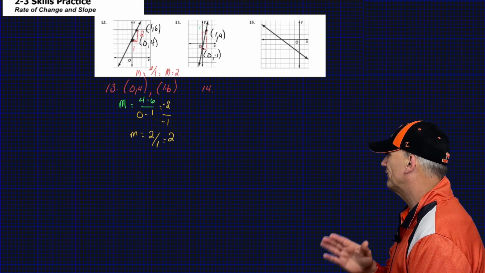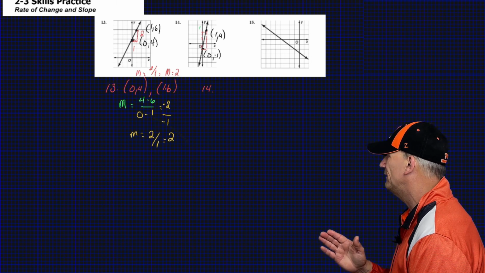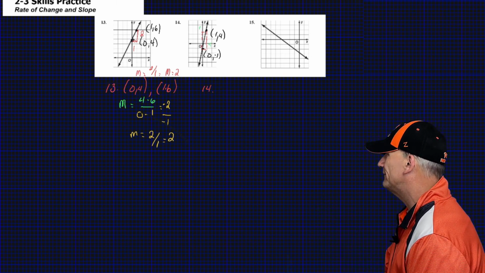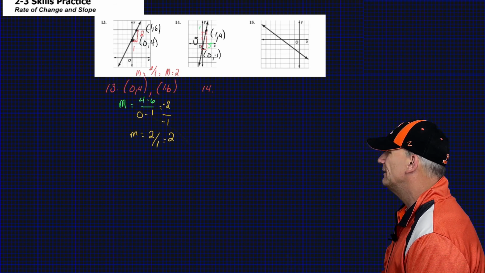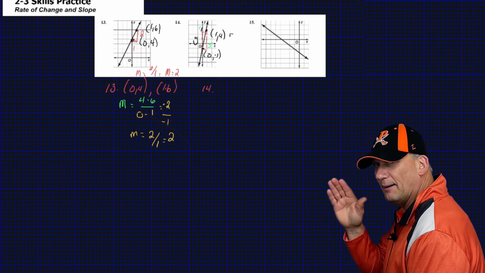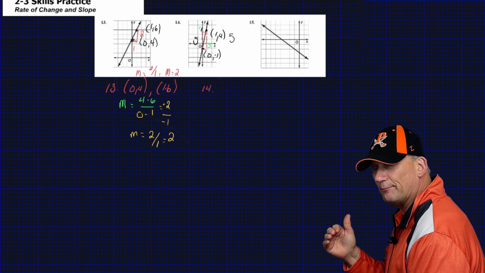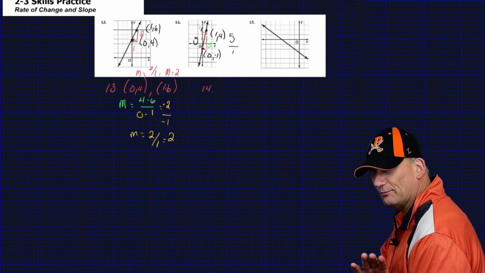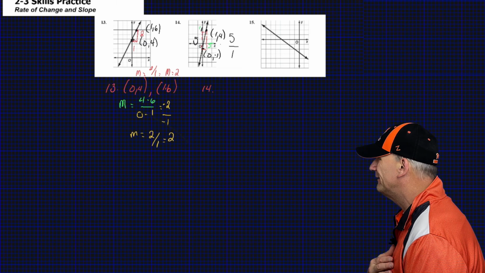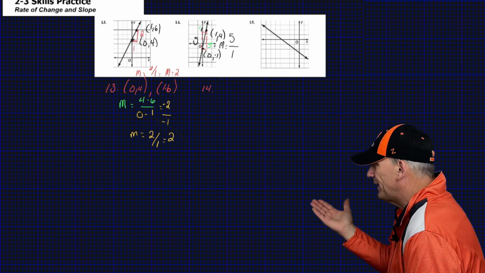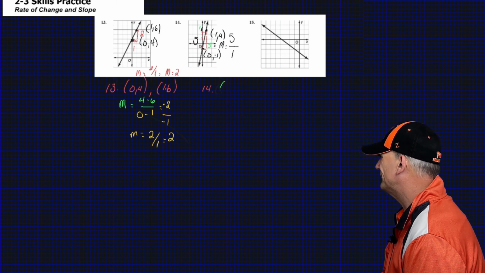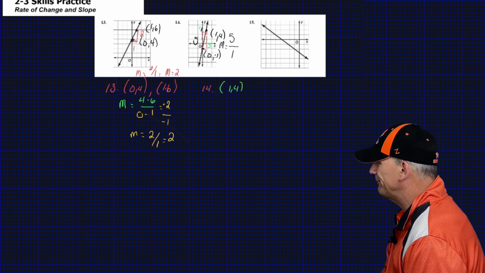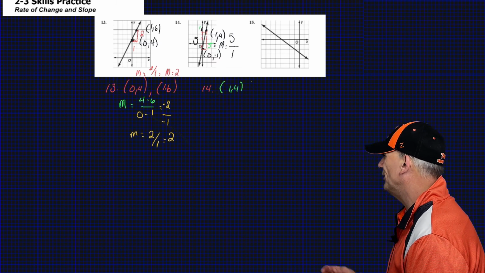So what am I doing? From 0, I'm going over 1 and up 5. From negative 1, right, to positive 4. So over 1, up 5. That's 5 over 1, positive 5 over 1. That's your slope. Do I need to do the math? No. All we have to do is count the number of units. But let's do the math, because I think we need to do that to make sure you're good with it. So here we go.